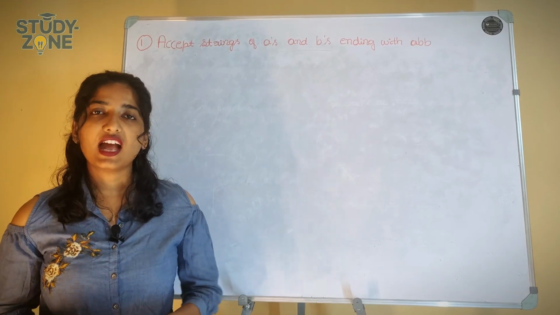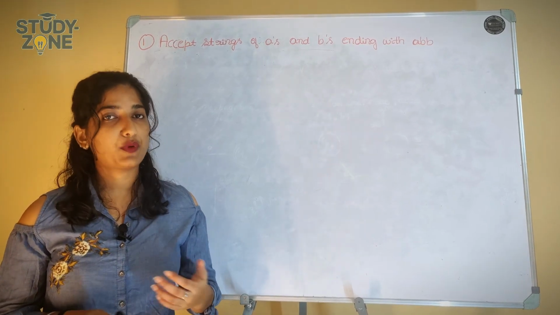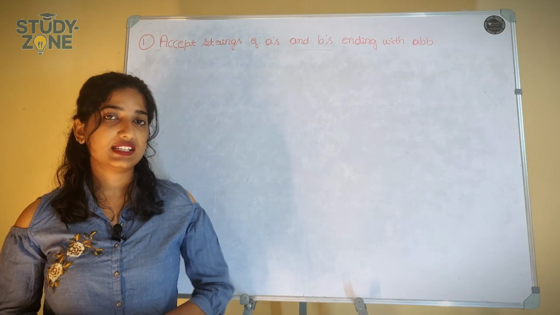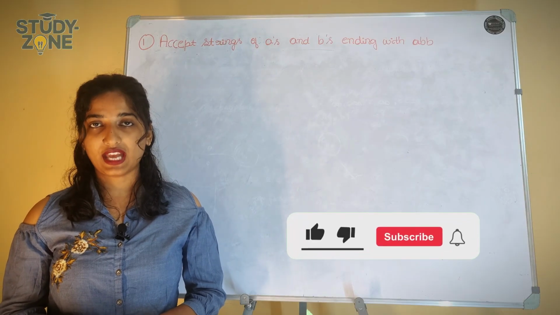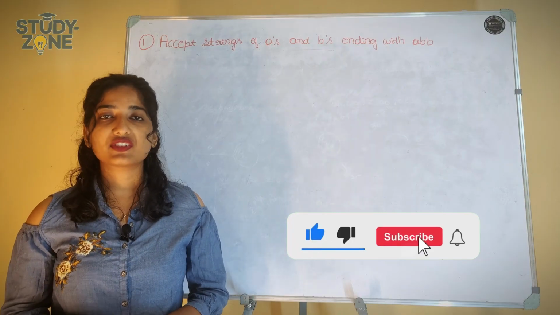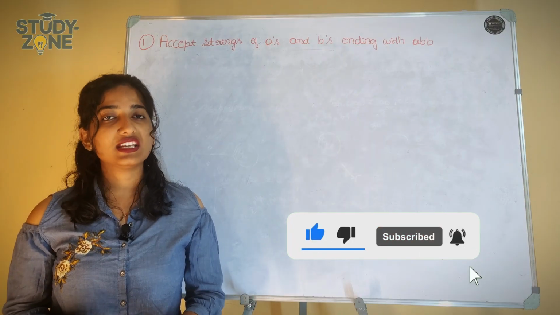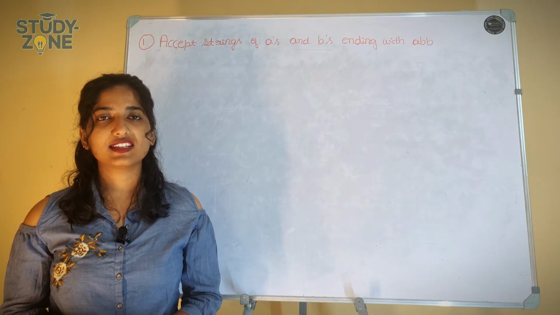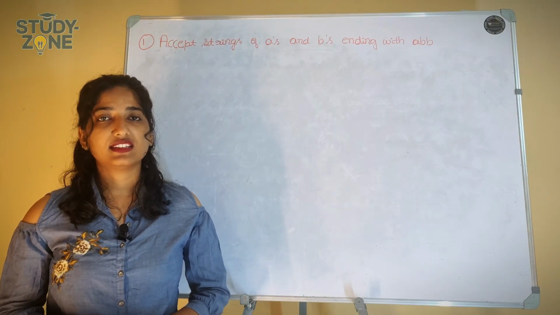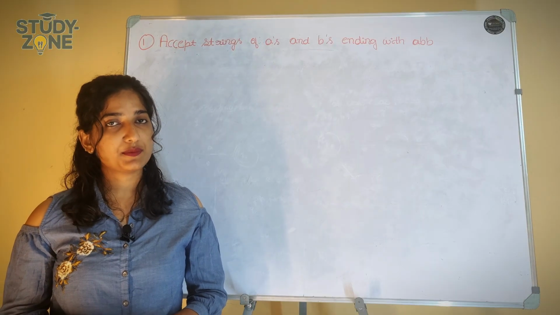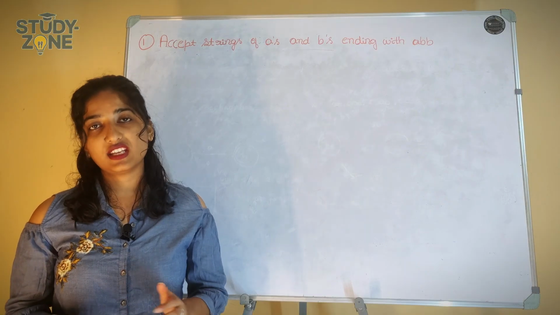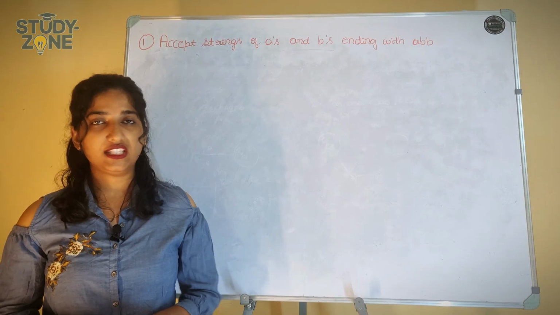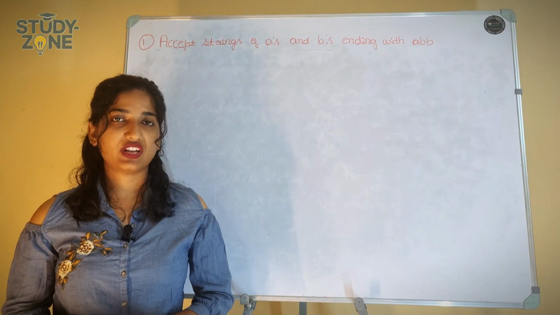Hey learners, have you ever felt that solving DFA problems, like strings of A's and B's ending with A, B, B, and strings of A's and B's ending with A, B, is difficult? If yes, then let us make the steps simpler and easier for solving these problems, ending with A, B, B and A, B, in this video. Come, let's dive into them one by one.